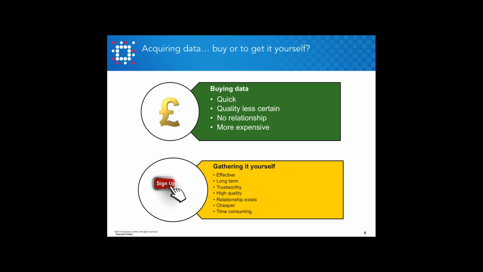Okay, so now you should be clear on the sort of data you need to collect and why. But how do you actually get hold of it? Basically, there are two options. The first is to buy data from a vendor or third party, and the second is to acquire it yourself using your own assets. Buying data is immediate. You can buy data and have it at your fingertips in moments.